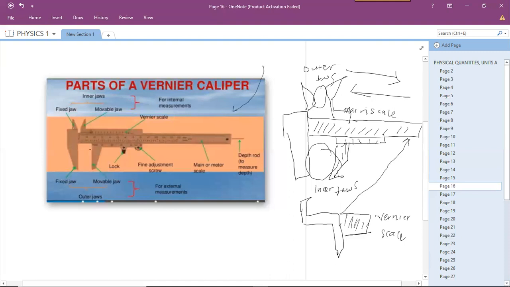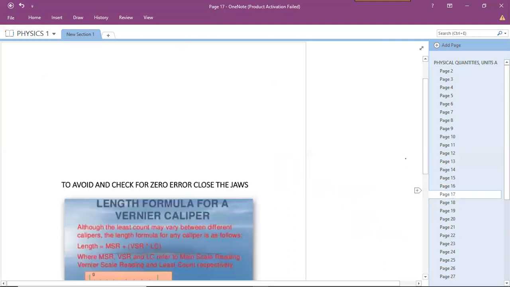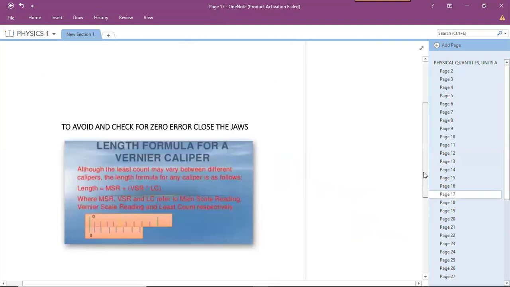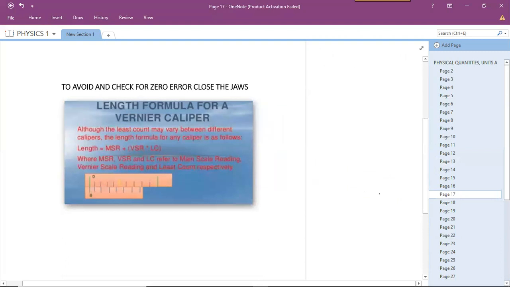So this is the basic structure of the Vernier caliper. You have got this fixed jaw here, because it's connected to this main scale there. And you've got this movable jaw. So these together become the inner jaws, outer jaws. This is the main scale, the big ruler, and that's your Vernier scale. And you can move it back and forth to tighten up the object that you want to measure. So how do we use a Vernier caliper? How are we supposed to use a Vernier caliper?